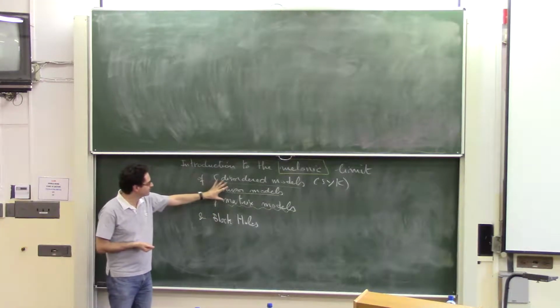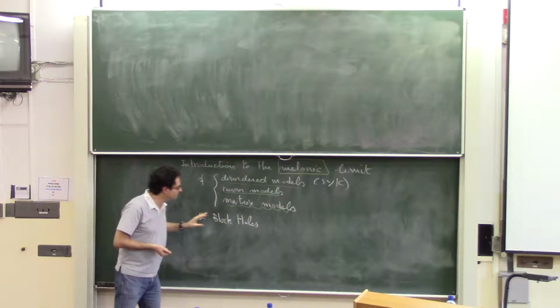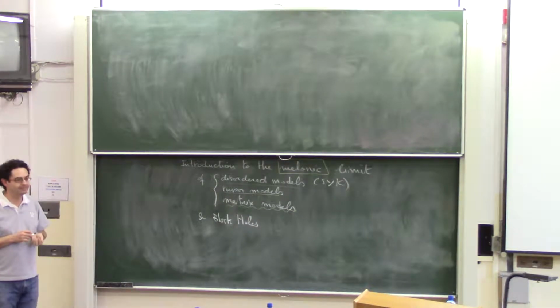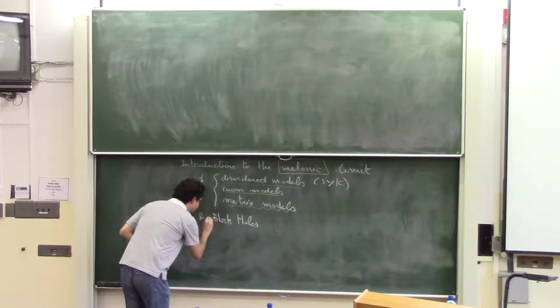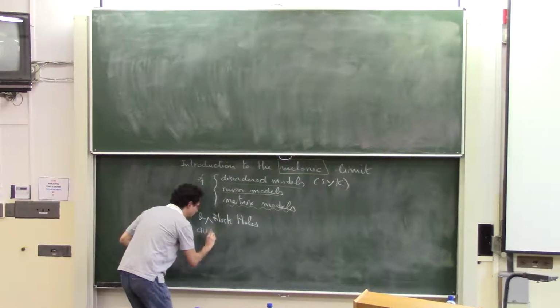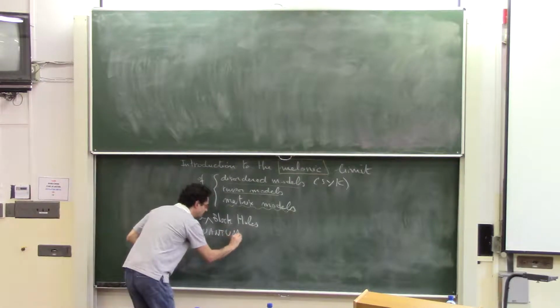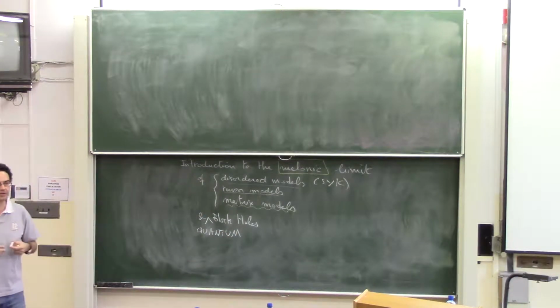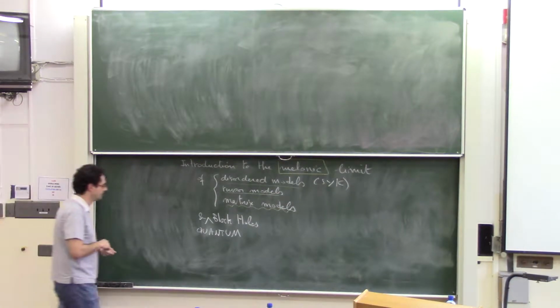So these are 3 classes of models, and then black holes in the middle. Because really, we do this to study black holes, and I should actually have it here. Quantum. We want to understand black holes at the quantum mechanical level. We want to build and study models for quantum mechanical black holes.